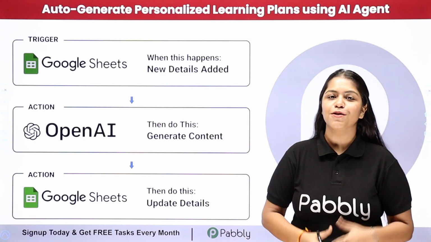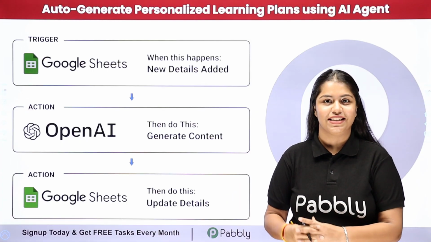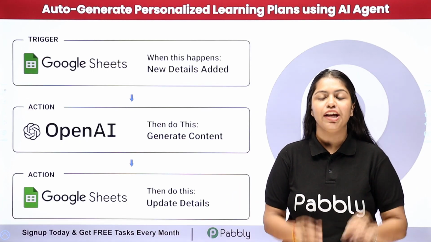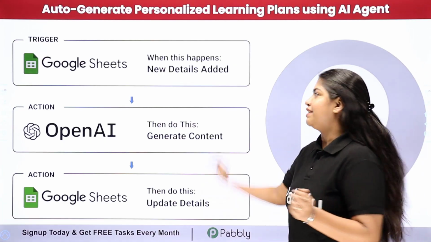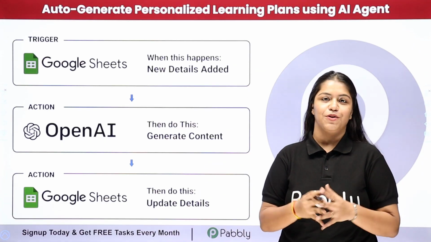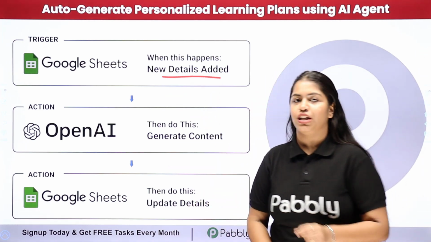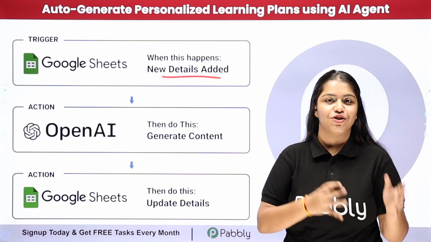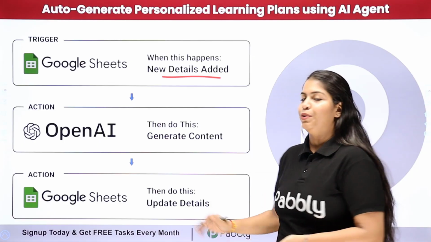So like you, I also used to manually generate all the learning plans for my students, but this is such a time-consuming and tedious task. So to solve this problem, I've simply created this amazing automation where, as soon as I add the student details into my Google Sheets, automatically my AI agent is going to generate the learning plan, which I can further add back into my Google Sheets.